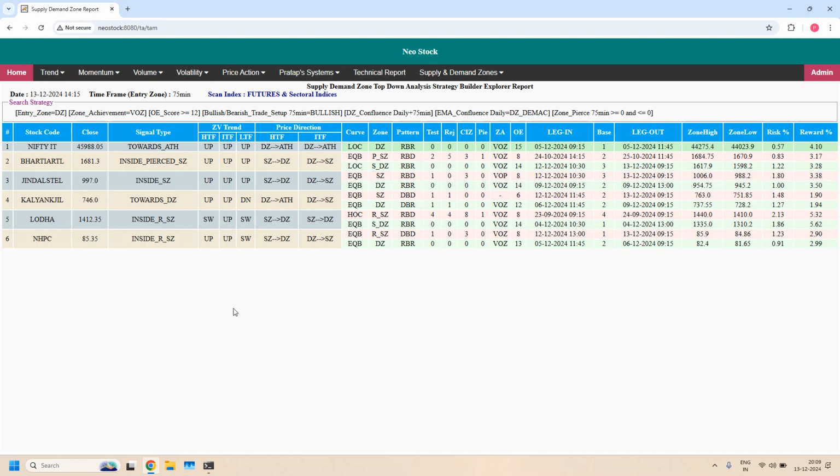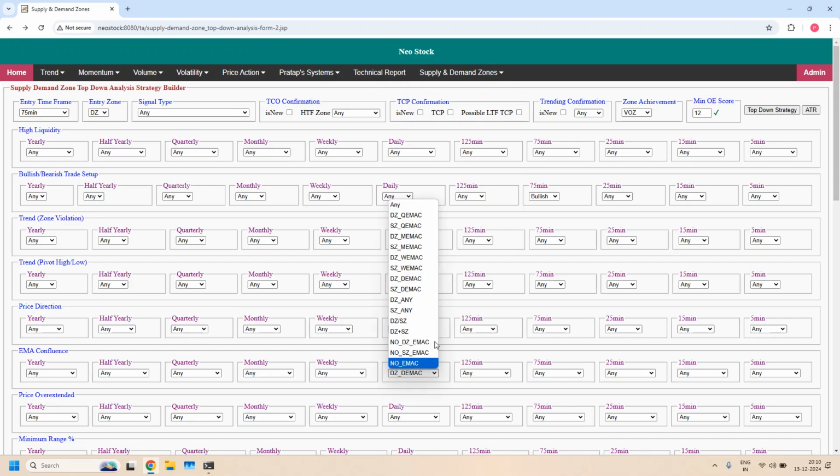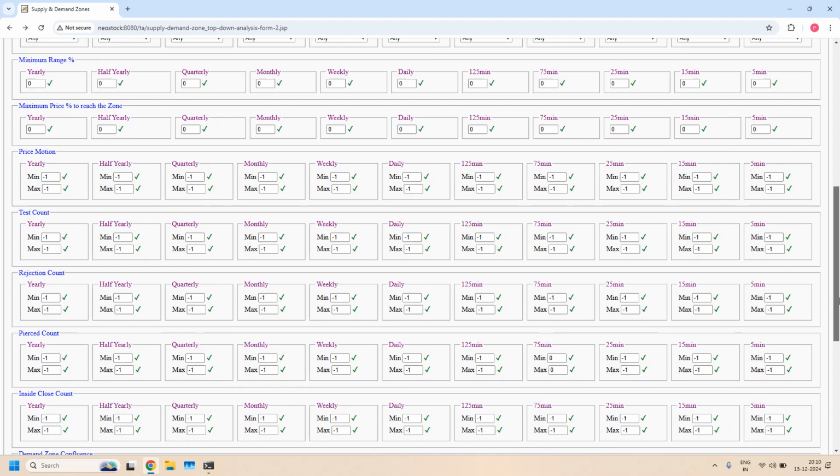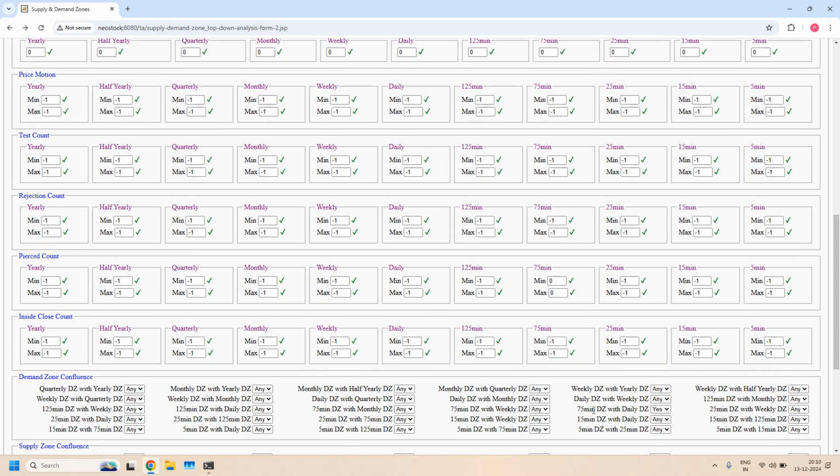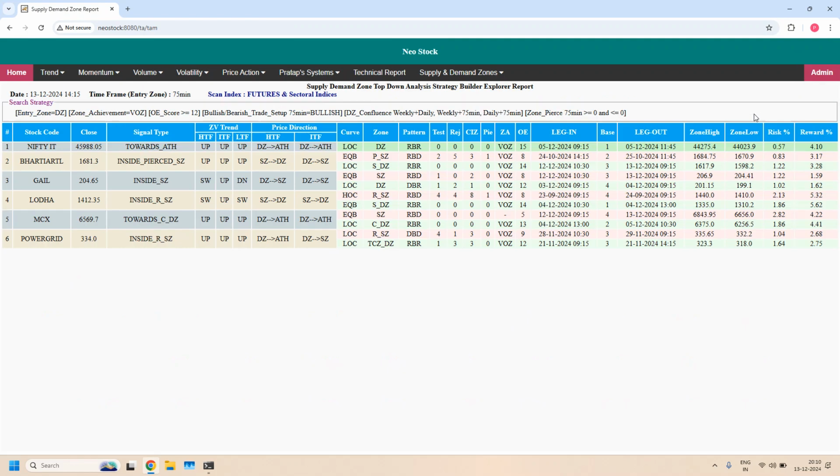Okay. Next, we can filter based on LTF, ITF and HTF demand zone confluence. Next filter. I am removing the EMA filter. So in the demand zone confluence, 3 filters we have to set. First filter is already enabled, 75 with daily. Next, 75 minutes demand zone with weekly demand zone confluence. Daily demand zone with weekly demand zone confluence. With all the 3 filters, LTF, ITF, HTF demand zone confluence, we got 6 stocks.